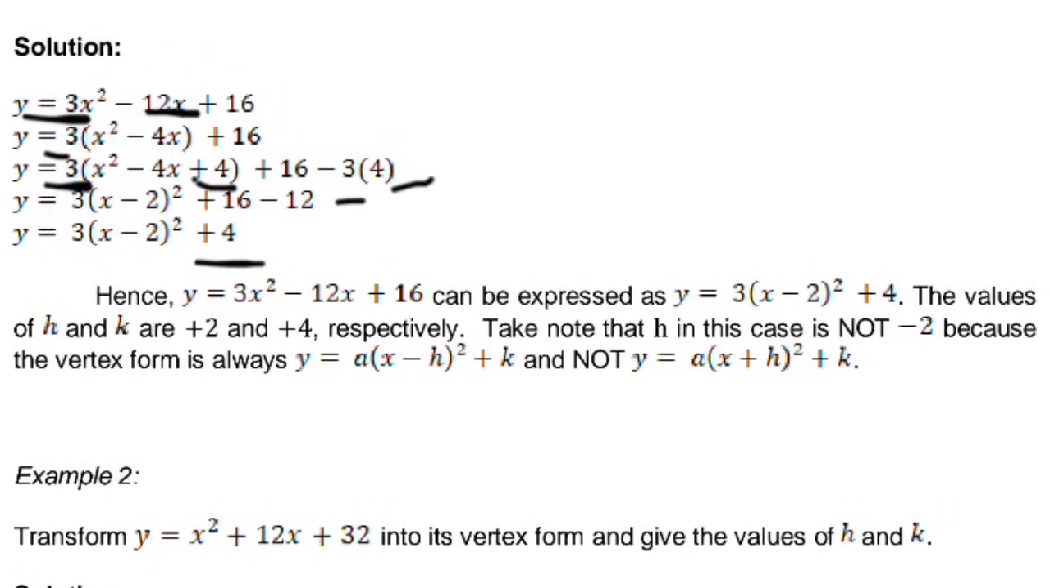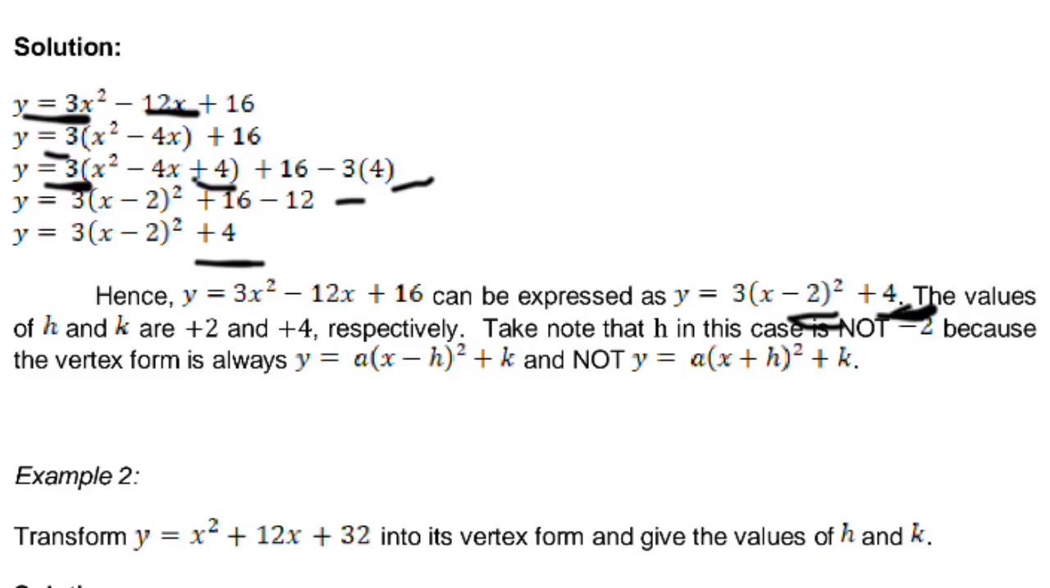Hence, y equals 3x squared minus 12x plus 16 can be expressed as y equals 3 times the quantity of x minus 2 squared plus 4. So the values of h and k are 2 and 4. This is the value of h, 2. And the value of k is 4 in here. Okay, x minus h squared plus k.